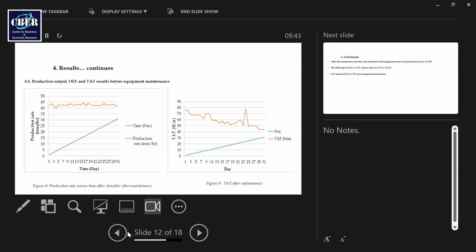Then the equipment maintenance really helped us to improve the overall equipment effectiveness. As you can see on figure number 8, the production rate has improved. And on figure number 9, you can see that the turnaround time of trucks at the plant has also improved.